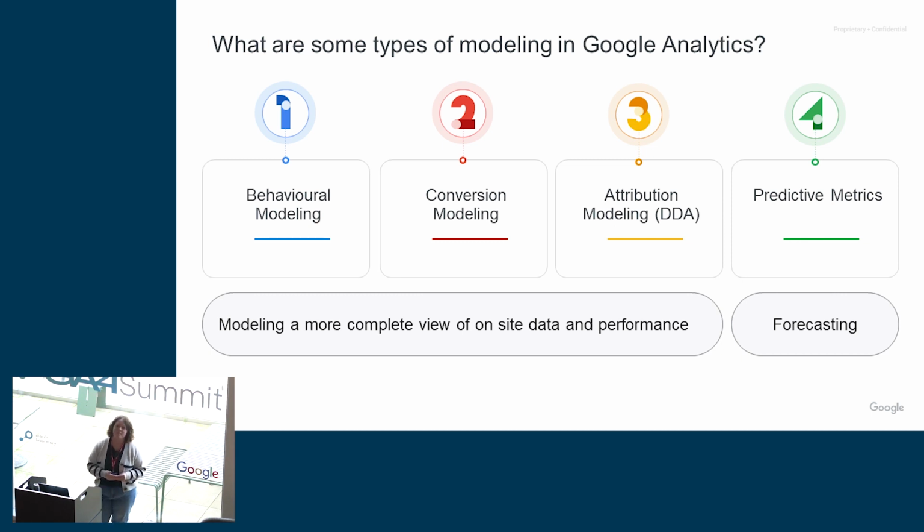Okay, so onto the different types of modelling that we have in Google Analytics. The first three that I'm going to talk through are all around making that complete picture of data in your Google Analytics account, from your website data, from your app data. And the fourth is more of a forecasting metric and modelling to see what might happen in the future. So I'm going to jump into each of these.